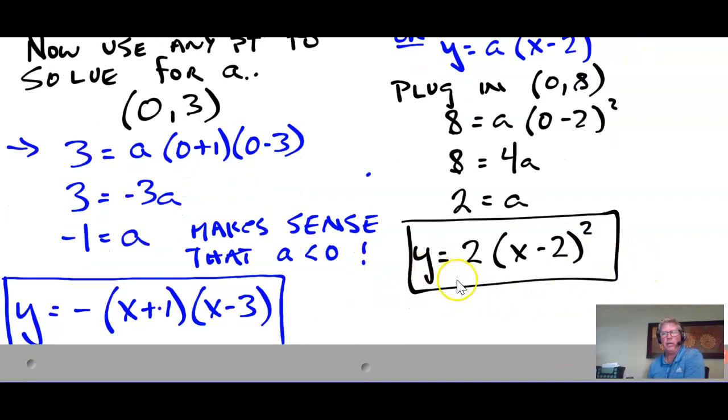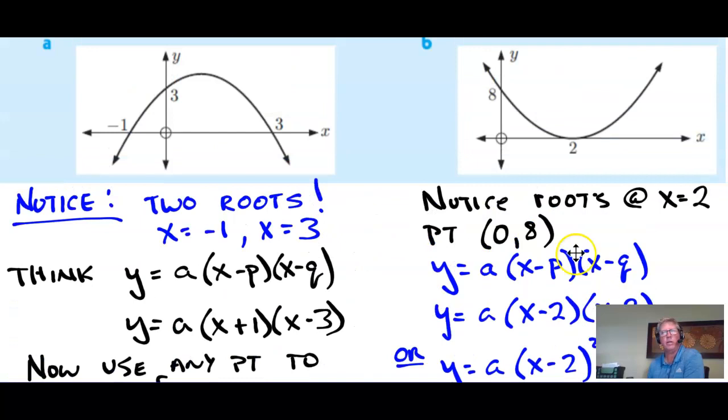Some people might notice this is like a vertex form. It's kind of like it, but there's nothing out here. That's that +0. So you could say the vertex of this thing is at 2, 0. Could you have done this a little different way and got the exact same thing? Absolutely. So if in your mind you're going in that direction, go that direction. That's the beauty about math.